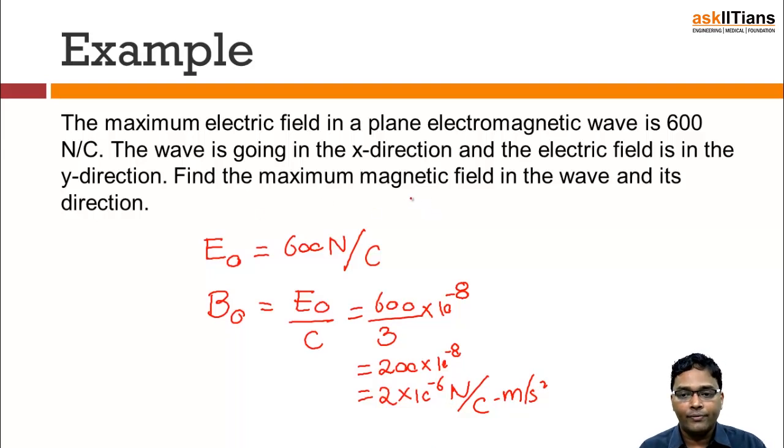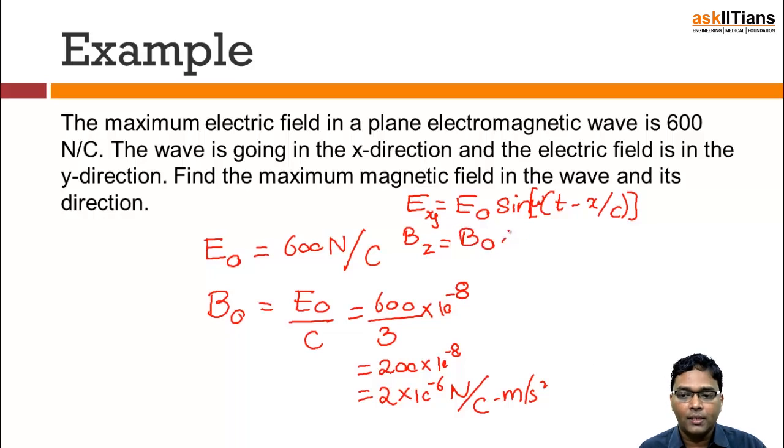Further, we know that the electric field equation is going to be given by E naught sine, then we have omega if I take it out, so here I'll get t minus x by c. So this is the equation that I have. The wave is going along the x direction. The magnetic field has to be oscillating along the y direction. Sorry, the magnetic field has to go along the z direction. So this is going to be given by B naught into sine, and this expression remains the same, omega into t minus x by c. So this is the equation that we have for the electric field and the magnetic field.